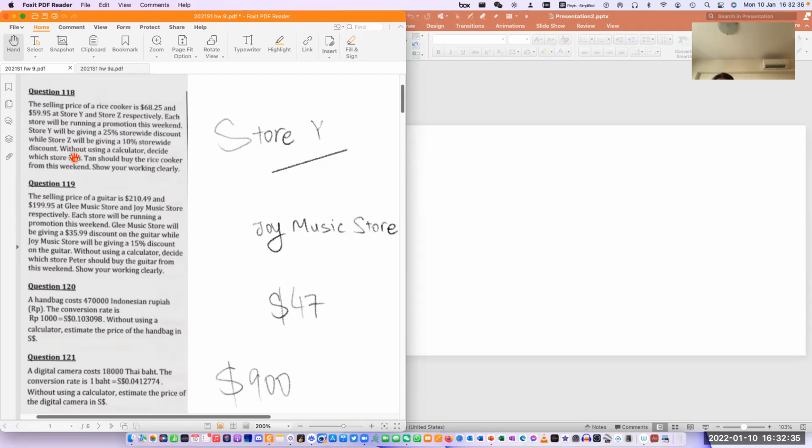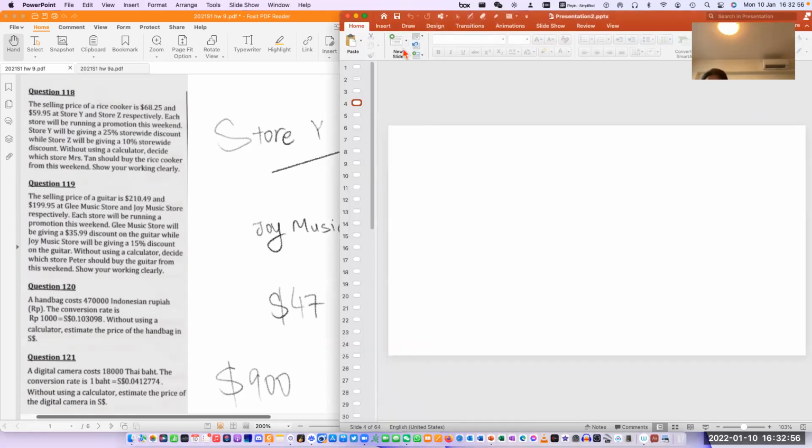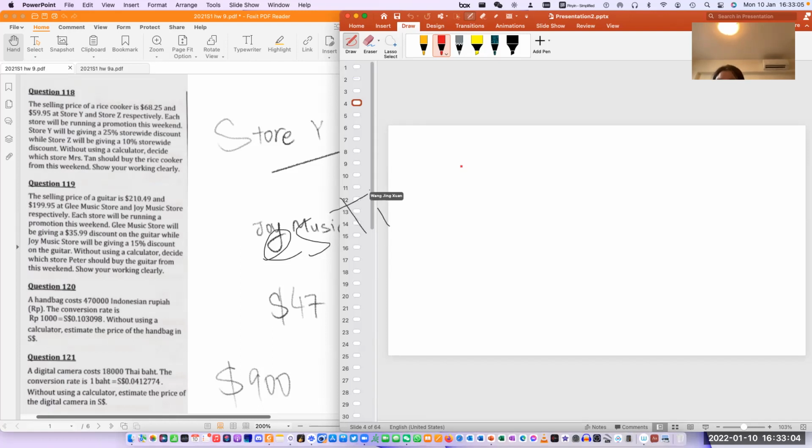So over here, how do you do questions without using a calculator? How do you reach the conclusion that store Y is the better option for Mrs. Tan? How do you do questions like this? So what's your approach? Estimation. All right, good. So basically the concept is estimation. You need to make use of the concept of estimation or approximation.